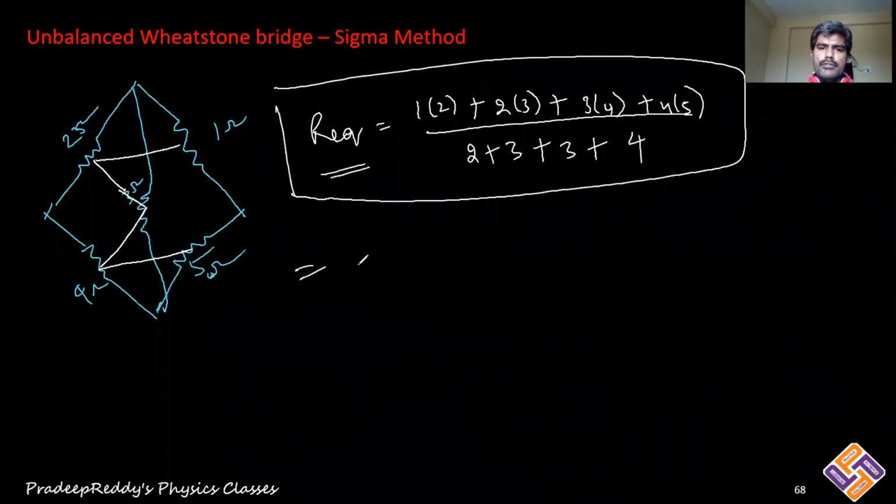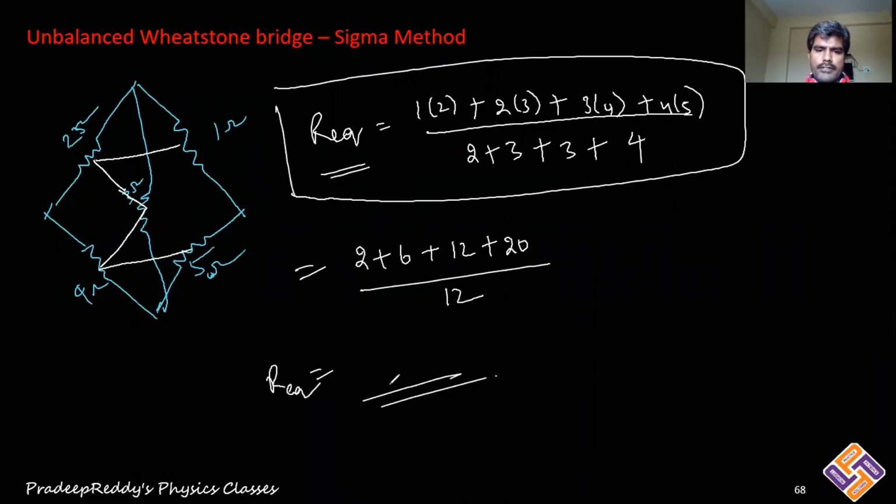So 1 into 2 is 2, plus 6, plus 12, plus 20, divided by 12. This will be the final equivalent resistance. So it is 40 divided by 12 ohm. This is the final answer.